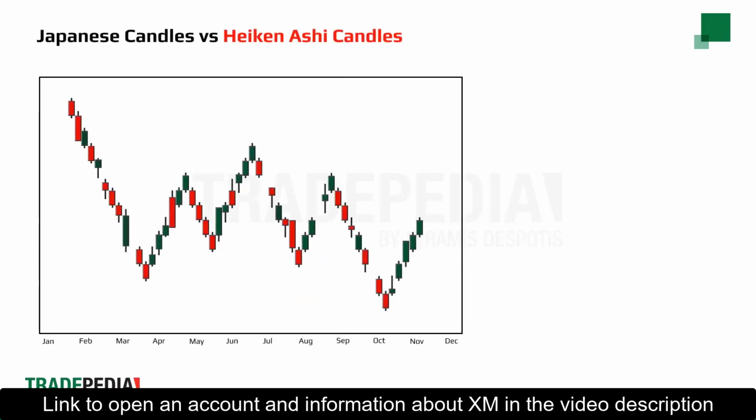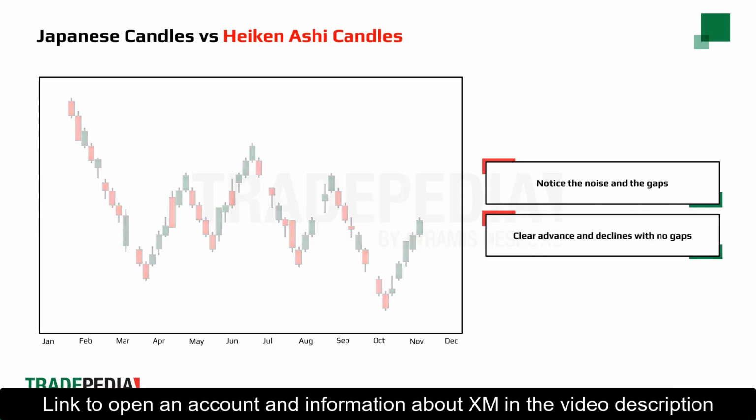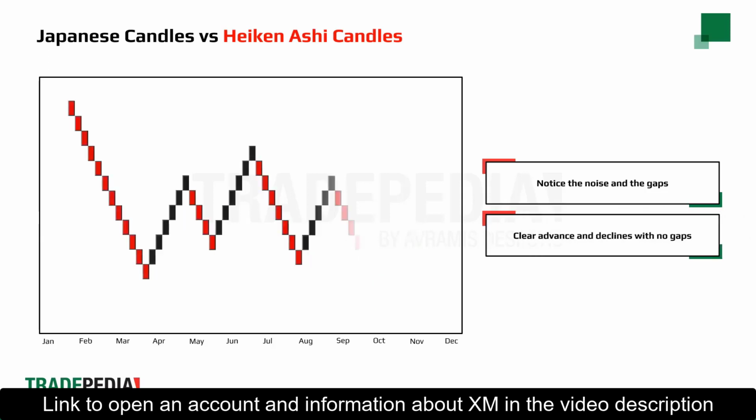Let us explain and illustrate now the difference between a normal Japanese candlestick chart and a Heikin-Ashi chart. Notice in our example here the noise reflected by the number of bullish candles in the declining price waves and by the bearish candles in the advancing price waves, in addition to the clear price gaps. After switching to Heikin-Ashi candles, we can see clear advances and declines with no gaps between the candles, highlighting clear trending phases within a trend.